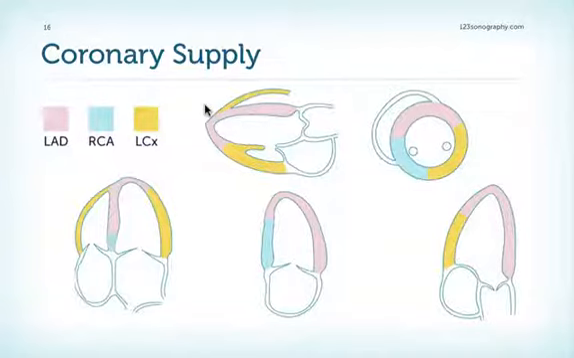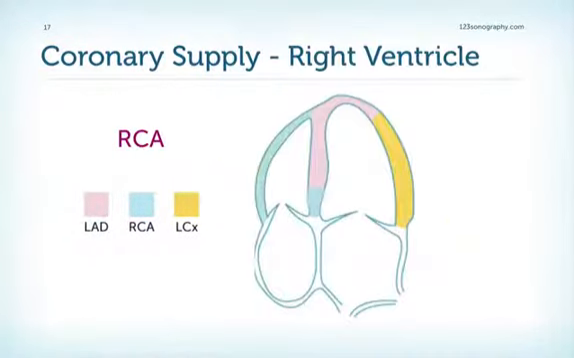In the parasternal long axis view, we see the same picture as we see in the apical long axis view. One last thing I would like to emphasize, the right ventricle is mostly supplied by the right coronary artery. So, confused? Too much information? Well, I guess it's time that we take a more practical approach.